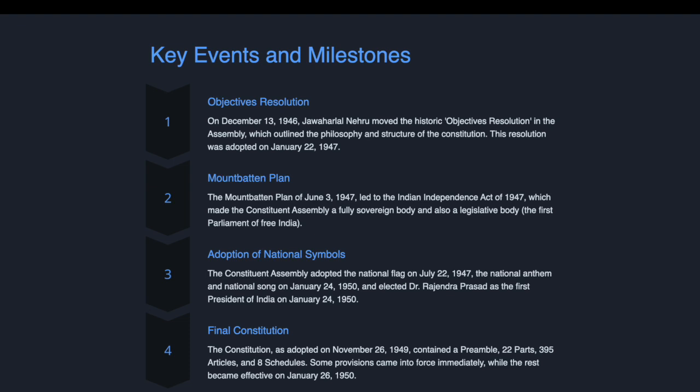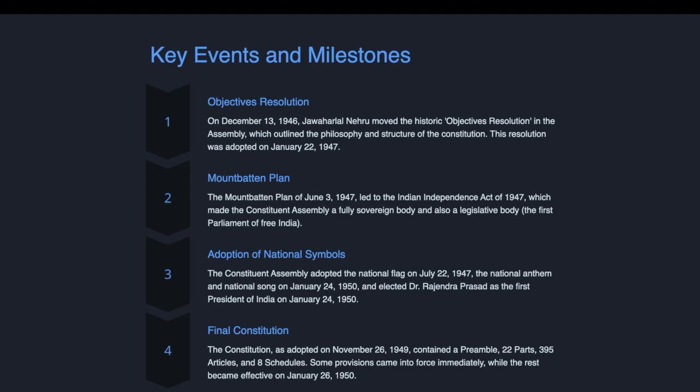Now we will see key events and milestones. So on December 13, 1946, Jawaharlal Nehru moved the historic objective resolution, which inspired our current preamble, and it outlined the philosophy and structure of the constitution. The resolution was adopted on January 22, 1947. The Mountbatten Plan of June 3, 1947 led to the Indian Independence Act of 1947, which made the Constituent Assembly a fully sovereign body and also a legislative body, which acted like a first parliament until our first election happened in 1951.